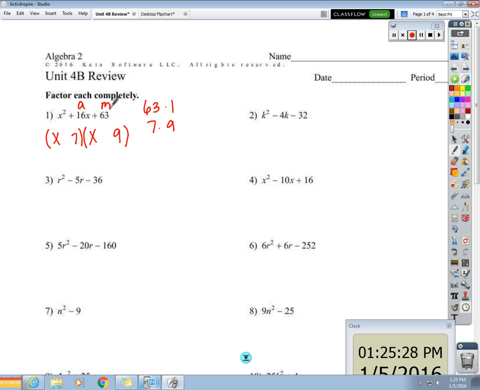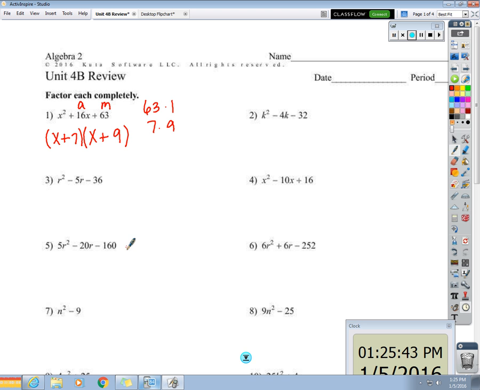Now, if they're supposed to multiply to a positive and add to a positive, then both of them need to be positive, and that's your answer. Now, would it have been okay had I written x plus 9, then x plus 7? Yes, it doesn't matter which factor you put where.